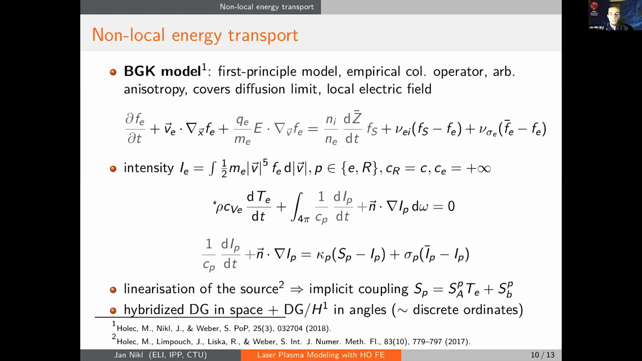On the numerical side, we apply also a linearization of the sources, or the source functions, depending on the temperature, meaning that we may get an implicit system for the temperatures and intensities, and we then apply hybridized DGs in space and DGs or H1 elements in angles. And this yields something like the discrete ordinates method, but with high orders.